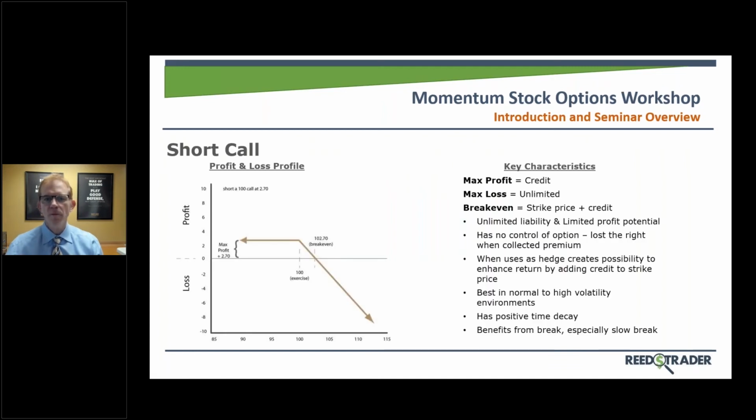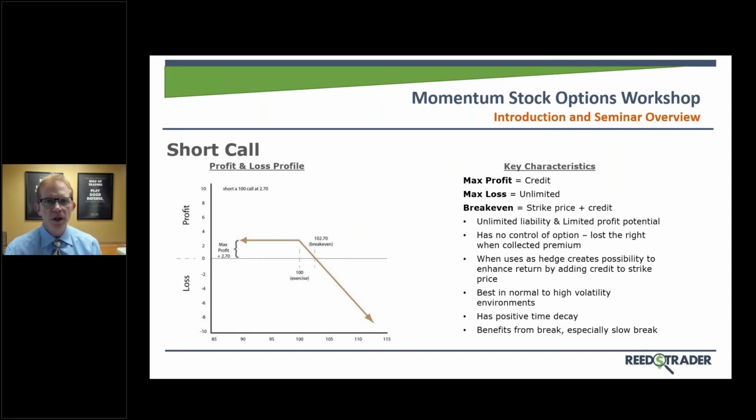Okay, now we're going to move to the short call. So with the short call, it's going to be just the opposite of the long call. With a short call, the maximum amount we can make is the credit we collect. Can't make any more than what we get up front. So in this case, we're selling a 100 call at 2.70. We're getting $2.70 up front. That's the most we're ever going to make.